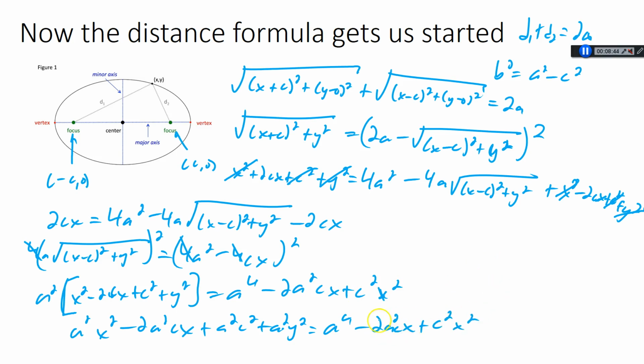Looks like the a squared cx's go away, right? If we add it to both sides, it would go away. Okay, so now I'm going to take this to the next slide. We'll see if I can get everything. So we have a squared x squared plus a squared c squared.